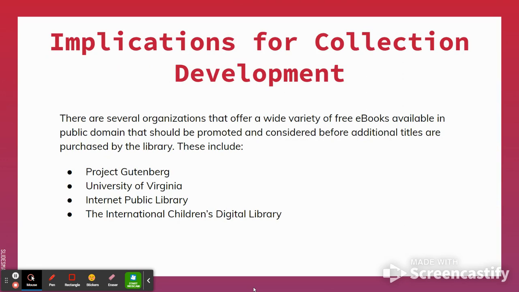Implications for collection development. There are several organizations that offer a wide variety of free ebooks, which are available in the public domain. And these should be promoted and considered before additional titles are purchased by the library. These include Project Gutenberg, the University of Virginia, Internet Public Library, and the International Children's Digital Library. They all offer free ebooks that you should consider before you purchase a title.